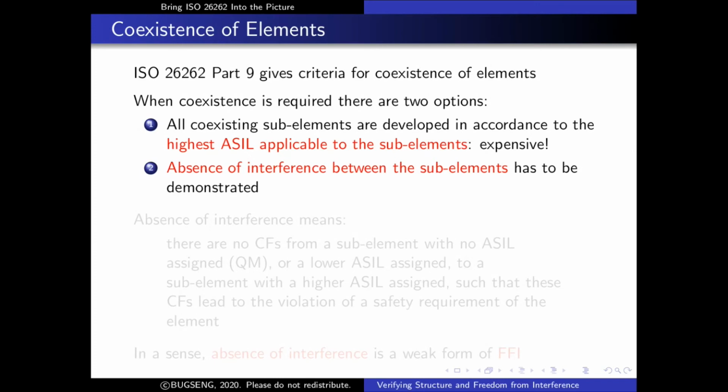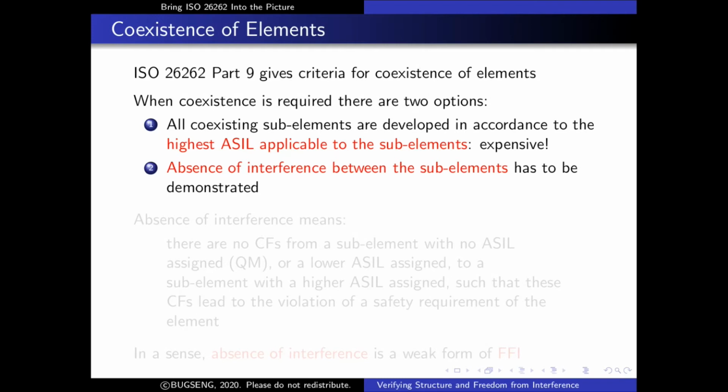coexistence. The first is obvious. If you have multiple coexisting subelements, you may, of course, develop them in accordance with the highest ASIL applicable to the subelements. So if you are putting in the same program a function with the most critical ASIL and a function with a lower ASIL, you can develop everything according to the prescriptions applicable to the highest ASIL, but this is expensive because developing to more stringent standards is, of course, more expensive.